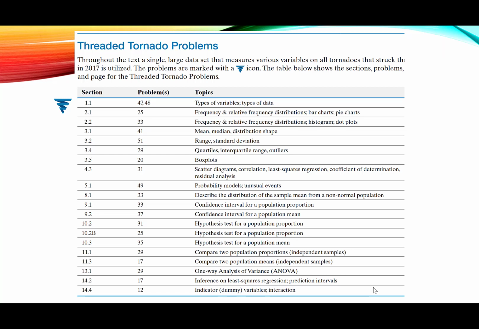One new feature that we've added is something that we call the threaded tornado problems. Throughout the text, a single large data set that measures various variables on all tornadoes that struck the United States in 2017 is utilized. The problems are marked with a tornado icon. The list that you're seeing here is also available on the front inside cover of the text and shows the sections, problems, and topics covered along with the pages for the threaded tornado problems.